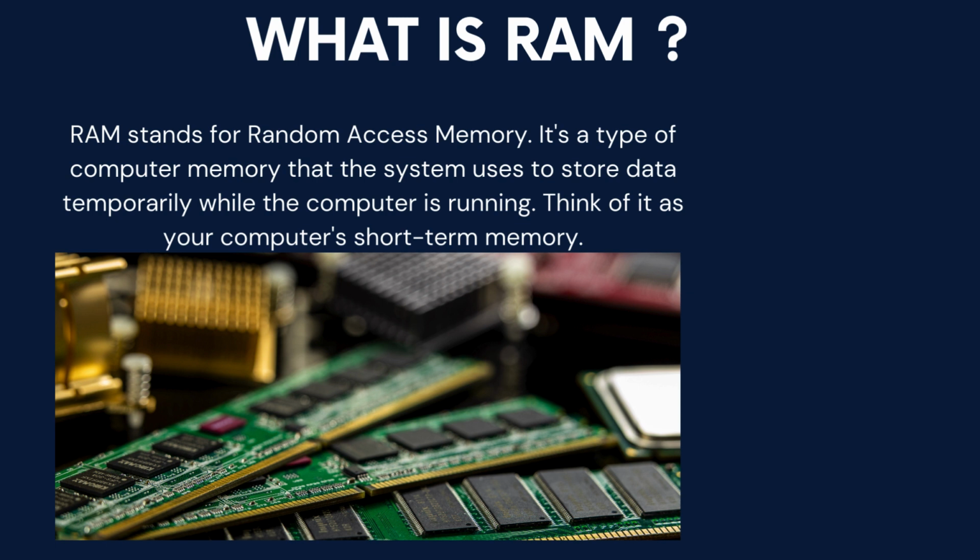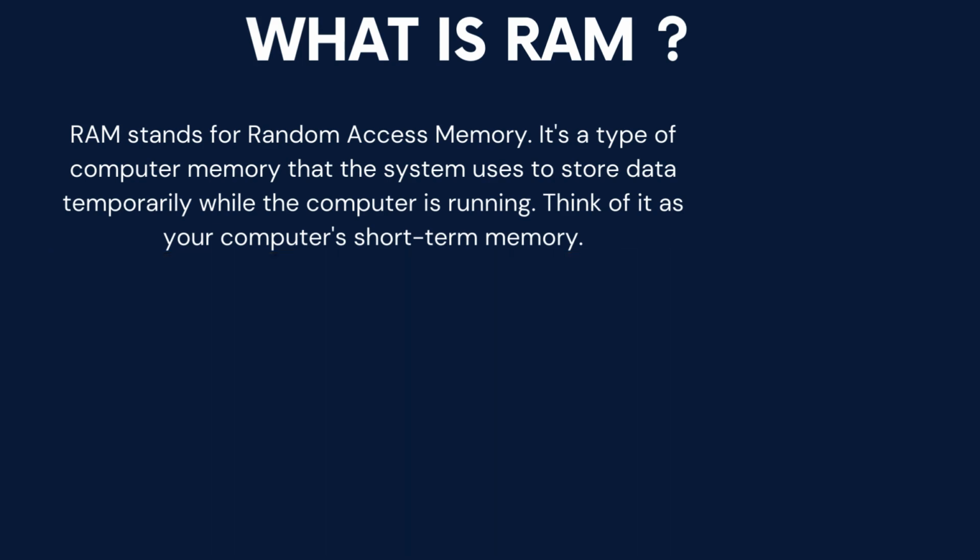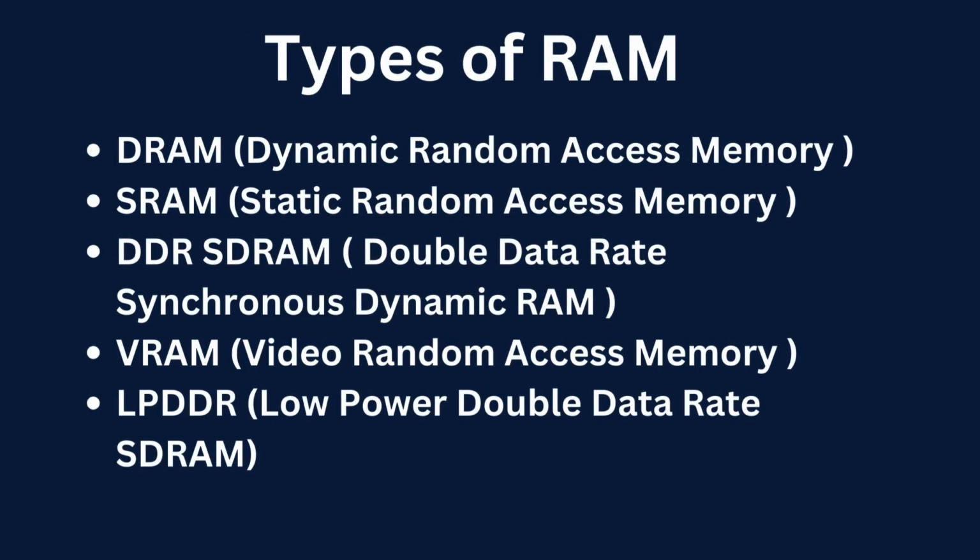So, in essence, RAM in a computer serves as a workspace for the system to quickly access and work with data while it's actively running programs or performing tasks, akin to how a desk space is used while working on a project. Let's talk about types of RAM. There are 5 types of RAM.